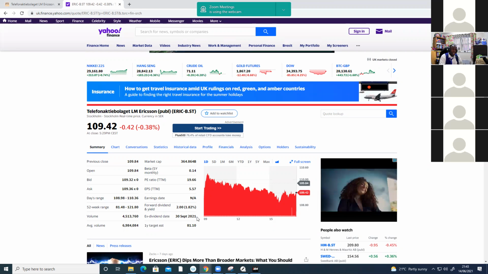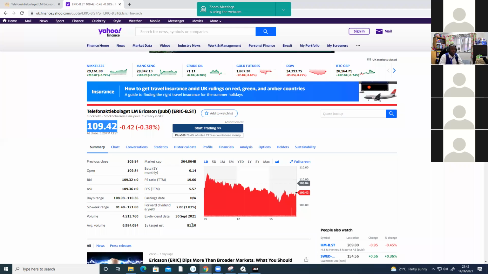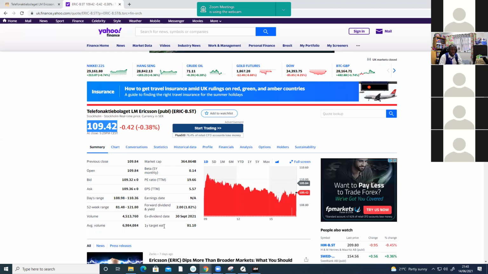But they're going to give a dividend on the 30th of September. So if you're in a sell trade on this, you'll have to pay the company. But if you're in a buy trade, you make profit. Also here, the 1 year target estimate is 81.10. This has already exceeded 81.10. So of course it might go up even further, but the fact is we said we want this to at least have some potential to go even further. You understand? So we look at the 1 year target.